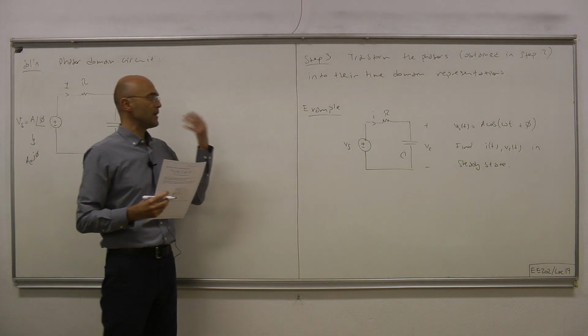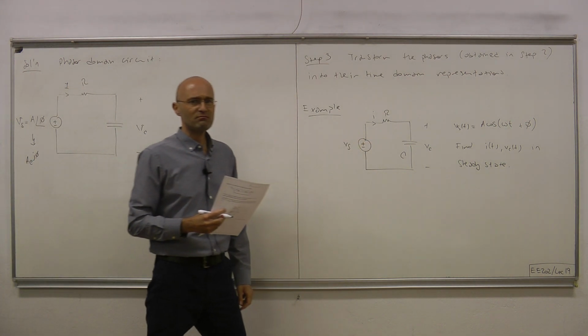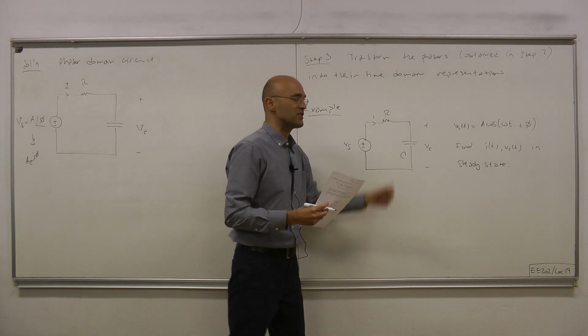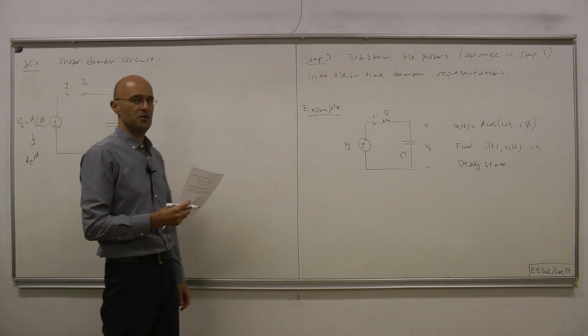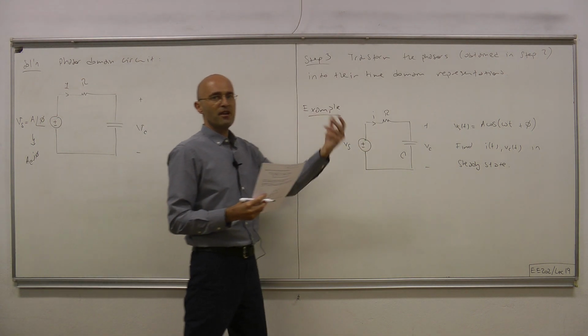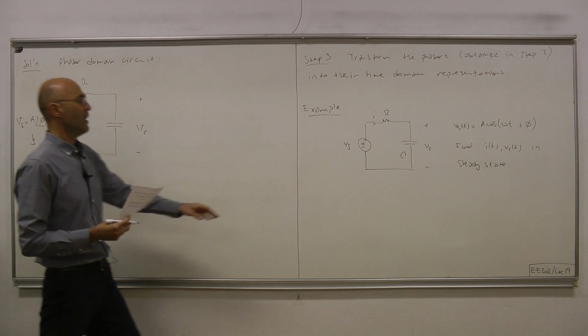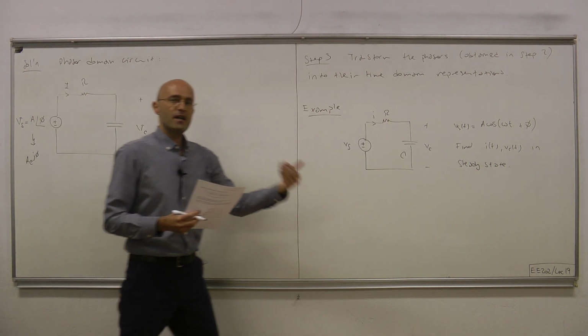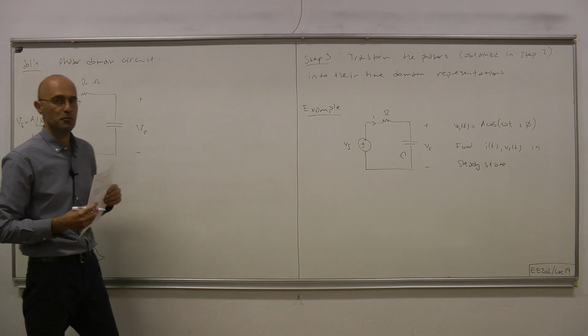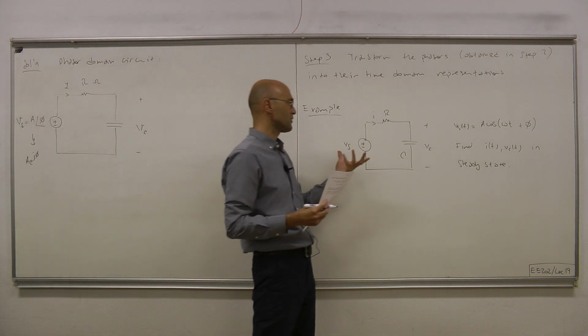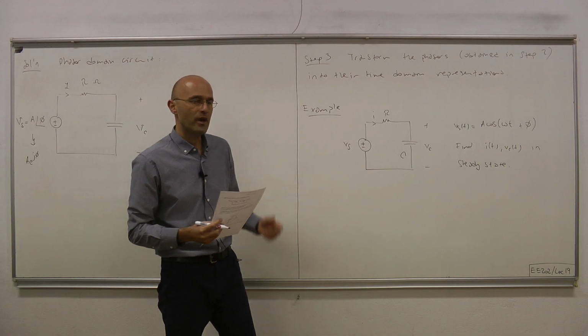We replace all the passive components by their impedances. As for the resistor, nothing changes. Here we have the resistance R in phasor domain. Still we have resistance R, which is measured in ohms. Whereas for inductors and capacitors, we have the following transformation.